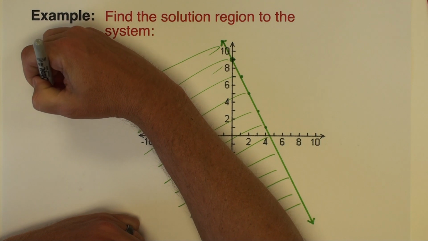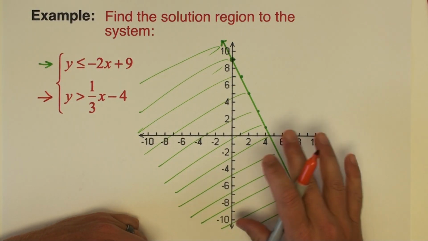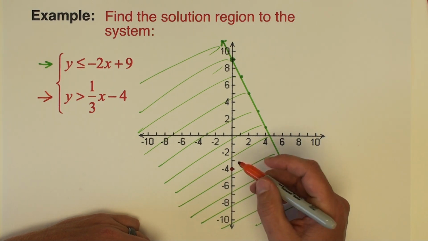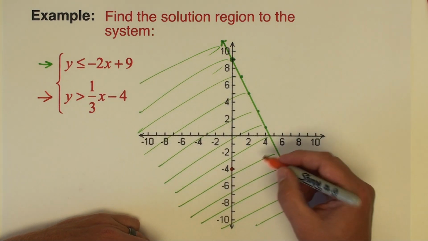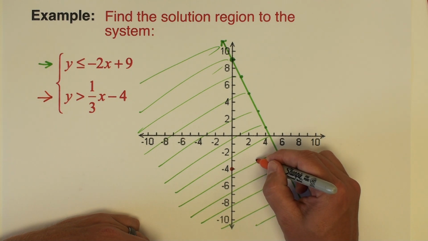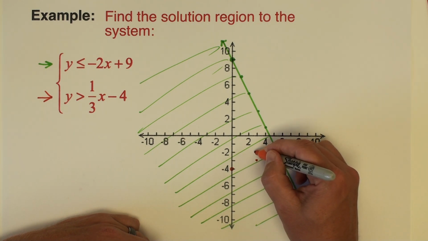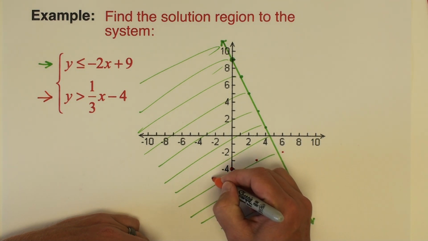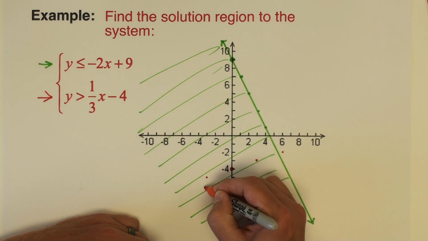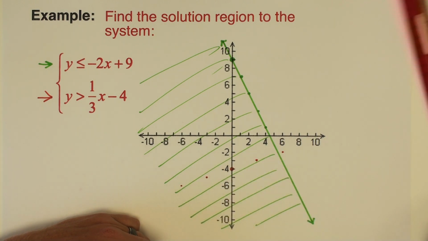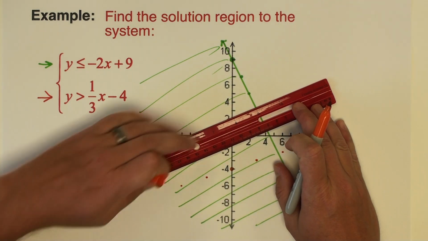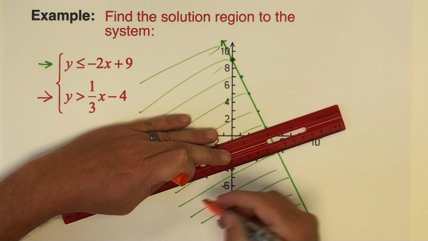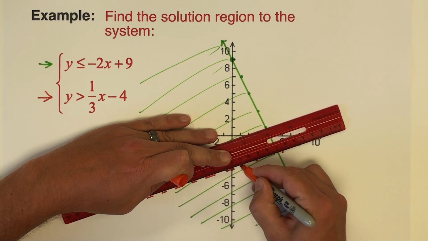Next one I'm going to do with this orange color. That'll kind of stand out. So we're going to start at -4 right here. And we want a slope of positive 1/3. So up 1 and to the right 3. Up 1 and to the right 3. I'm going to do a couple the other direction. Down 1 to the left 3. Down 1 to the left 3. Like so. We want a dashed line on this one because there is no equal to. So a nice dashed line through there.